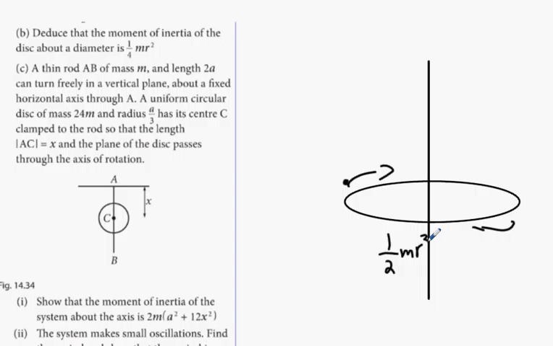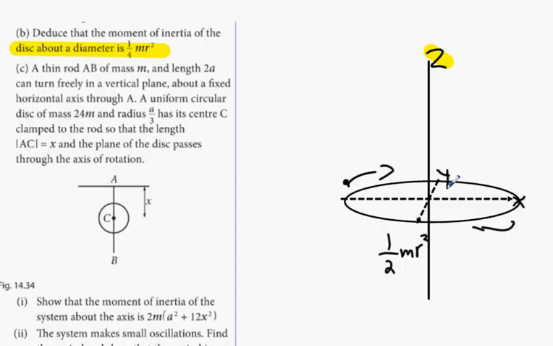However, what are the keywords in this question? One or two words change the entire question. Disk about diameter. About the diameter means that I'm going to break up my disk into two different axes that are perpendicular to the axis I drew previously. So this is the Z axis, this is the X axis, this one's the Y axis.